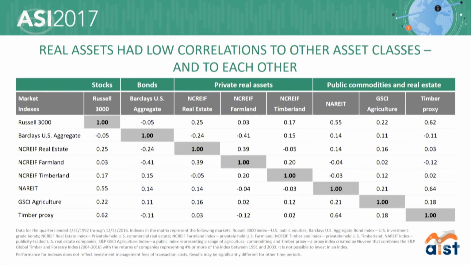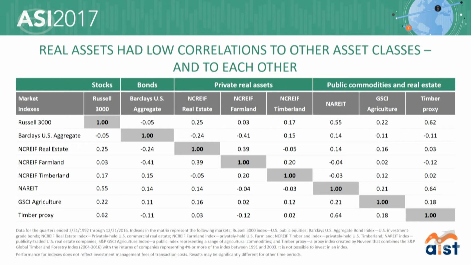But what this shows is, just going across the top, and this is admittedly largely a U.S. focus, but I think the general takeaways have global implications. Stocks and bonds, we looked at the Russell 3000 and the Barclays U.S. Aggregate Index. And we looked at correlations compared to three different types of private real assets: real estate, farmland, and timberland. And then we also added on the right side of the slide corresponding public asset classes in those same three: real estate, agriculture, and timber.